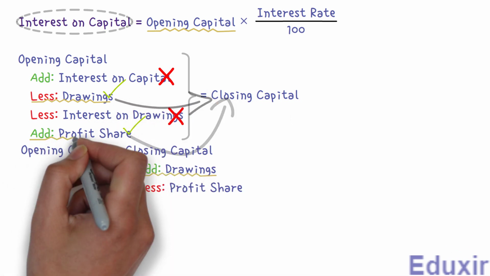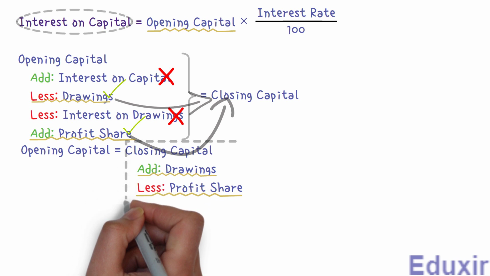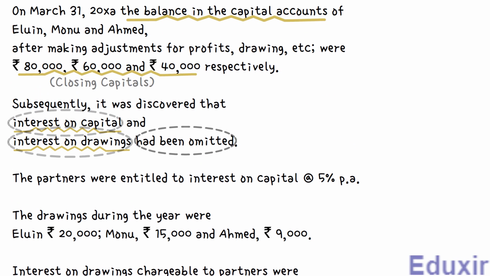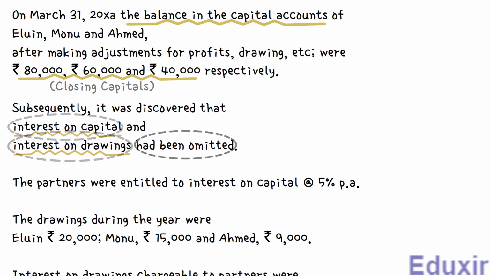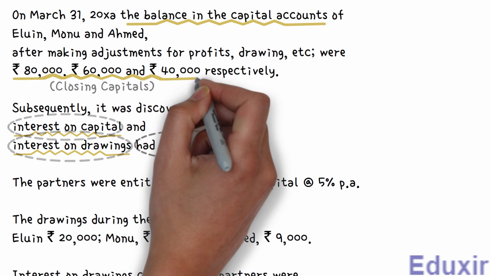Similarly, we are adding the profit share on the left hand side. So if we send the profit share to the right, we should lessen it. So to calculate the opening capital, we need to know the closing capital, the drawings, and the profit share of each partner. Now it is given in the problem that the closing capitals of the partners are 80,000 rupees, 60,000 rupees, and 40,000 rupees respectively.